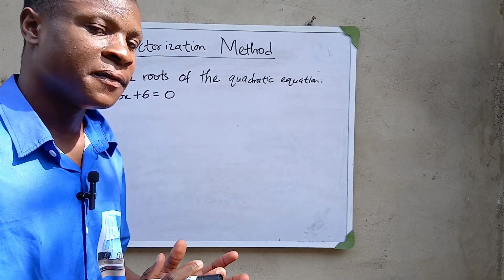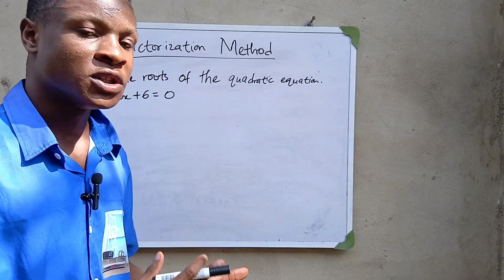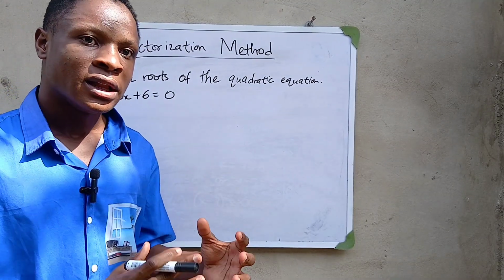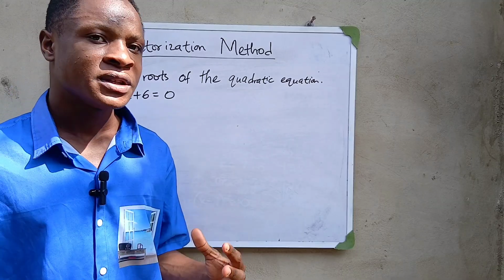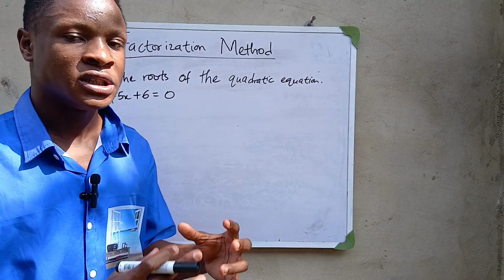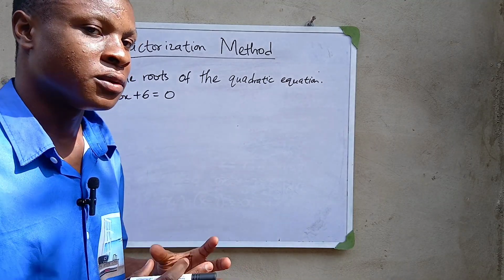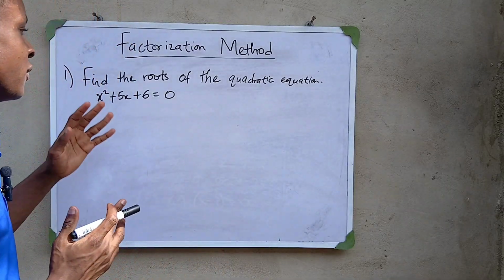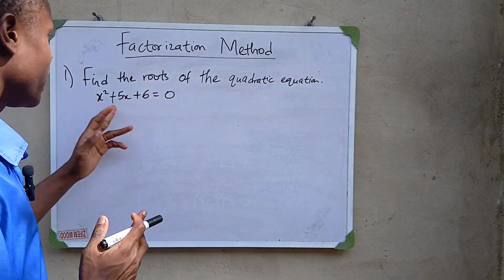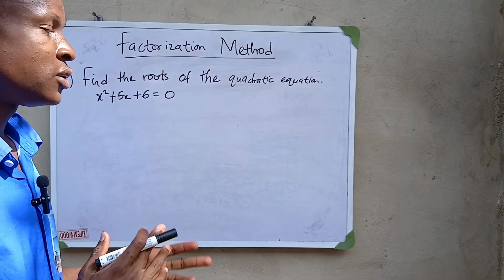I'll be showing you how to find the roots of a quadratic equation using the factorization method. Now, the factorization method involves bringing out the factors and using them to find the roots of a quadratic equation. So here we have this example: find the roots of the quadratic equation x squared plus 5x plus 6 is equal to 0.